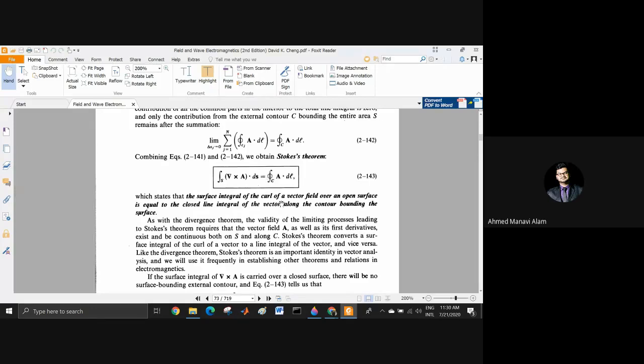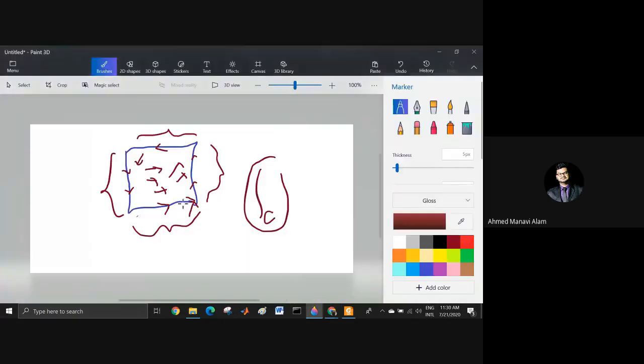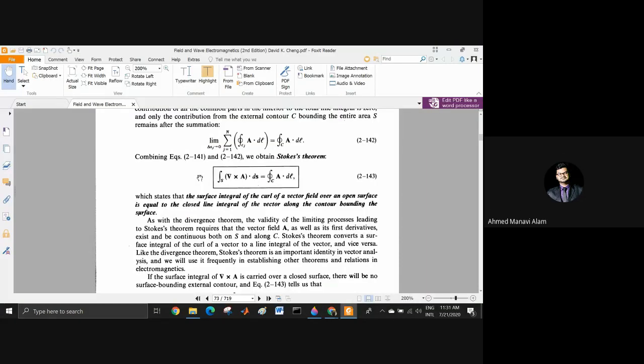The surface integral of the curl of a vector over an open surface is equal to the closed line integral of the vector. The value you will get from the line integral is the closed line integral of the vector along the contour bounding the surface.